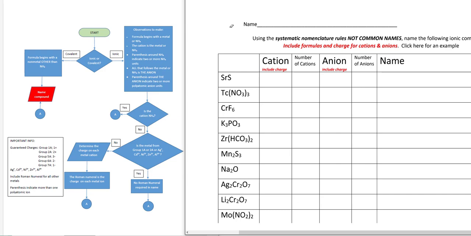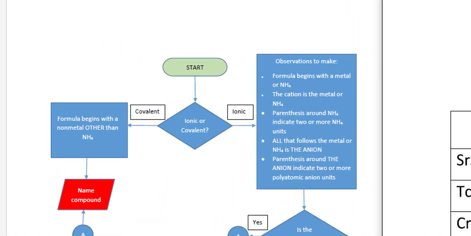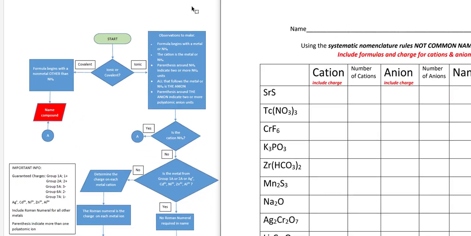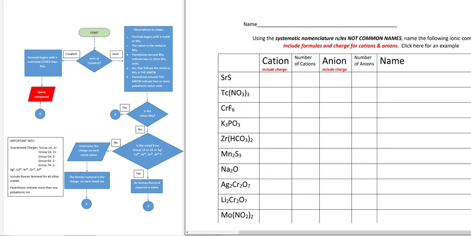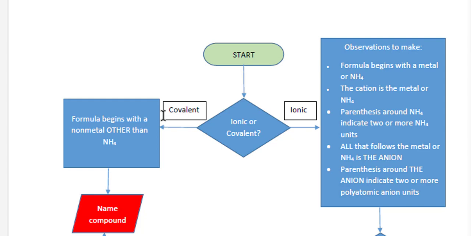So let's get started. The first thing we need to do is determine if a formula represents an ionic or covalent compound. This first page on the worksheet says these are all ionic. Let's just verify that these formulas represent all ionic compounds. Things to observe: for covalent, the formula begins with a nonmetal other than NH4. All these formulas begin with a metal. We could verify that these are all not covalent, they're all ionic.